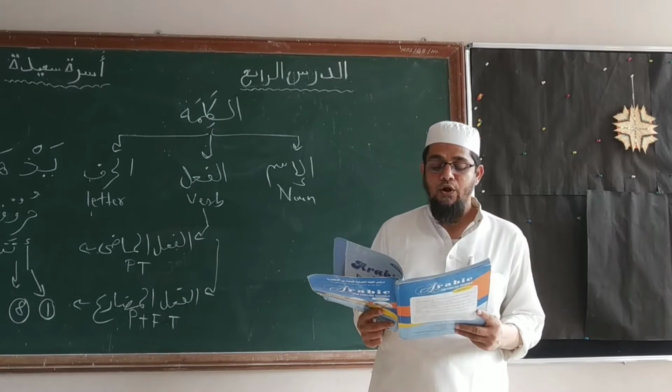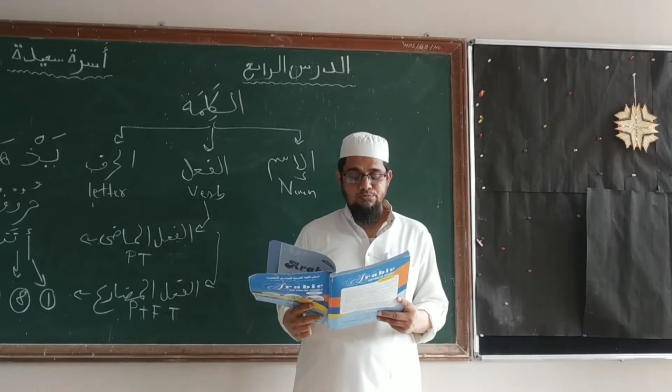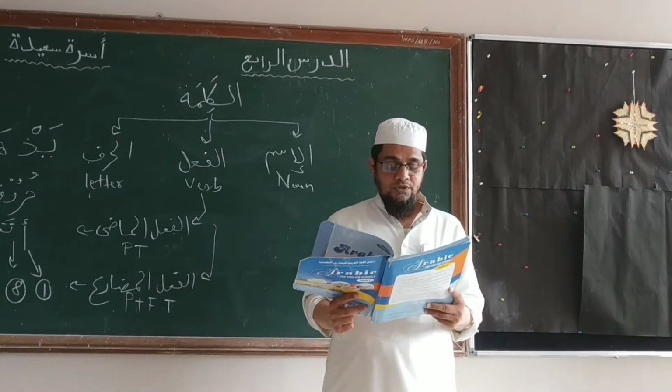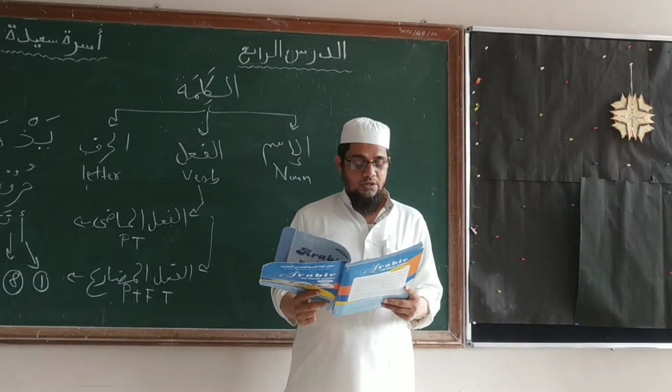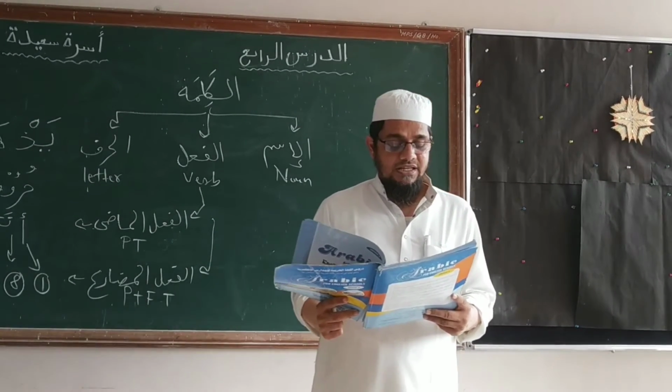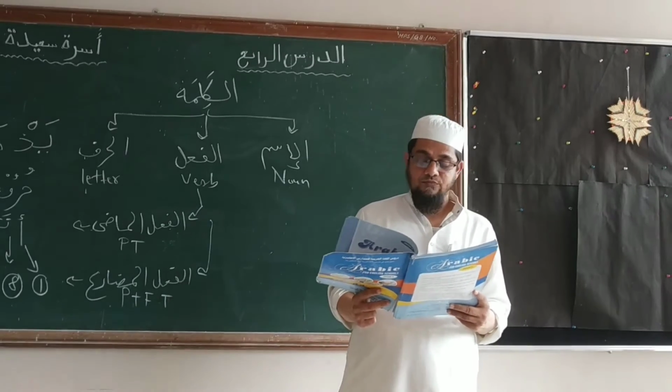Awlad is the plural of walad. Walad means boy, and awlad means children. We have 3 children. Their names are Khalid, Salim, and Rashid.